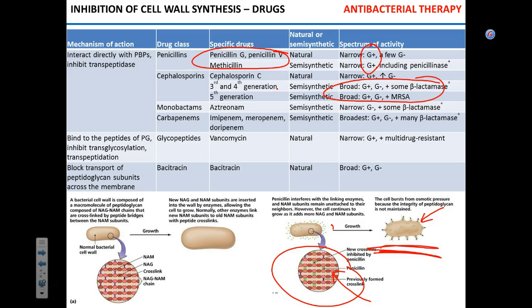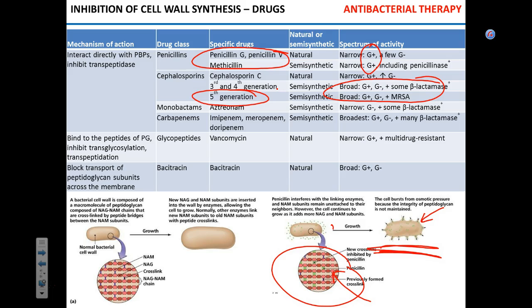Cephalosporins actually represent a great case for the arms race between humans and microbes. When microbes gained resistance to the previous generation, humans developed the next generation. They gained resistance to this generation next. So now we are at the 5th generation of cephalosporins. We keep tweaking. Okay.